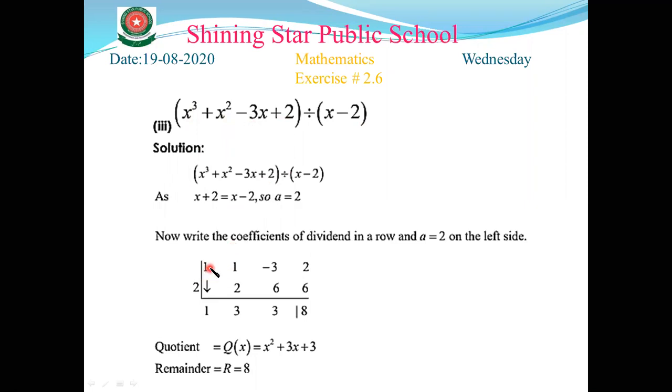So 1 we take as it is. Then 2 multiplied by 1 is 2. 2 plus 1 is 3. Now 2 multiplied by 3 is 6. 6 minus 3 is 3. Again 2 multiplied by 3 is 6. Now 6 and 2 is 8. So the remainder is 8. Here we have 1, 3, 3. The last 3 is the constant. This 3 is the coefficient of x. And this 1 is the coefficient of x square. Simple.